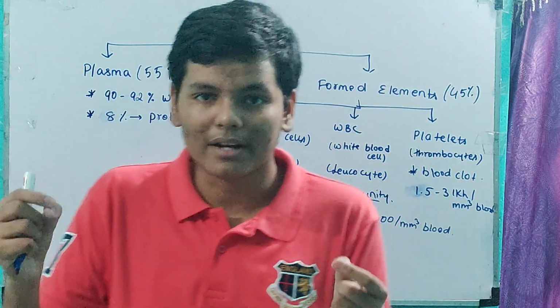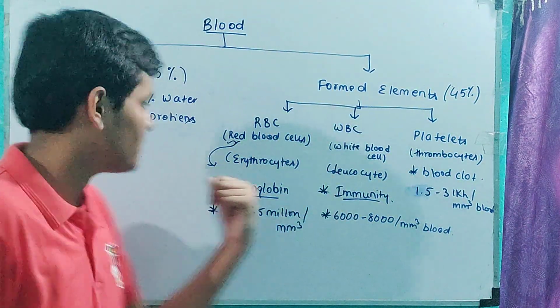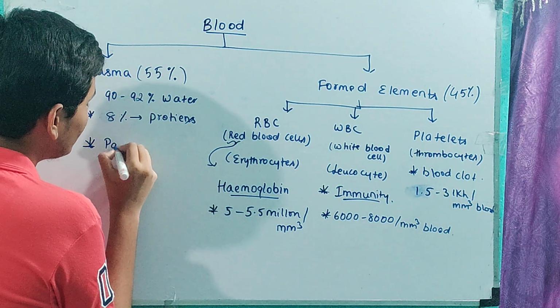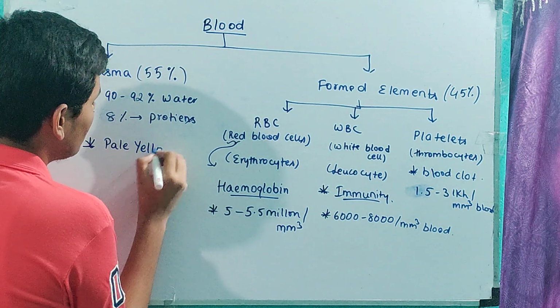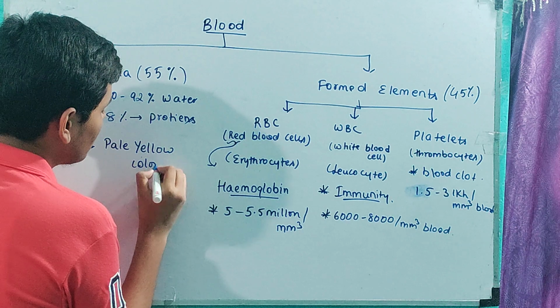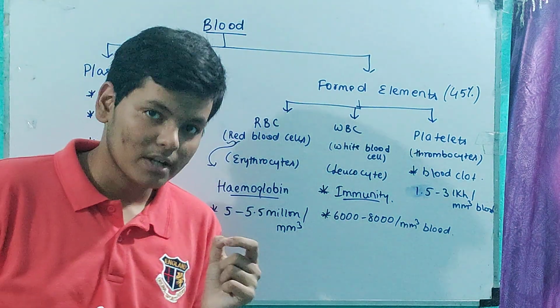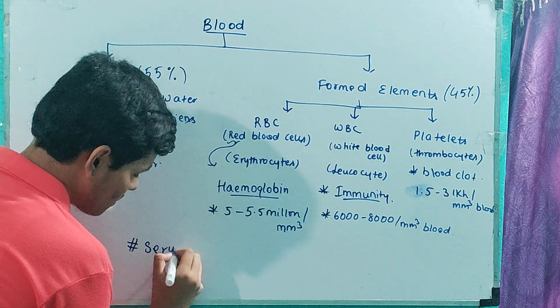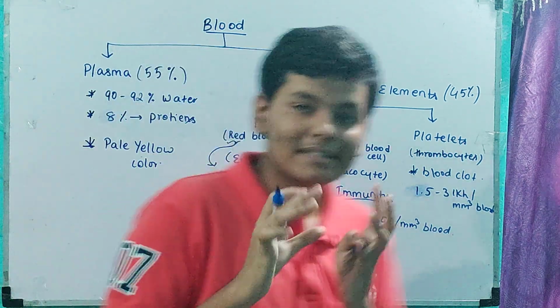And the blood is liquid, right? So that liquid is because of this plasma. And this plasma is colorless, or you can say it is pale yellow in color. There is a well-known term that is known as serum. Now what is a serum?